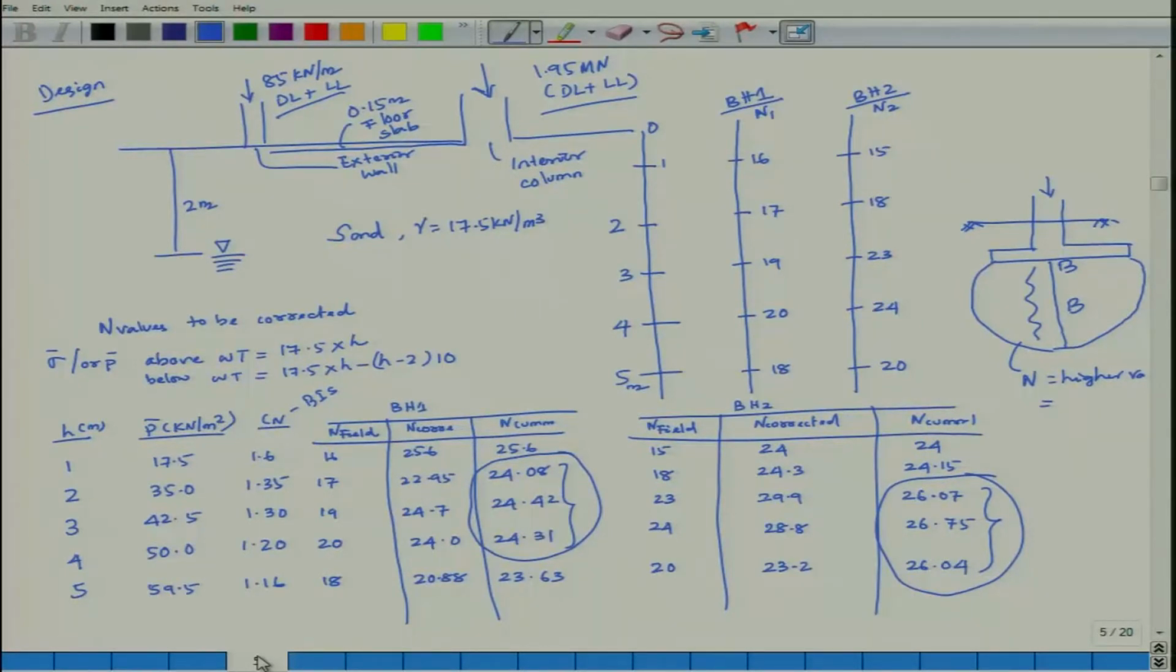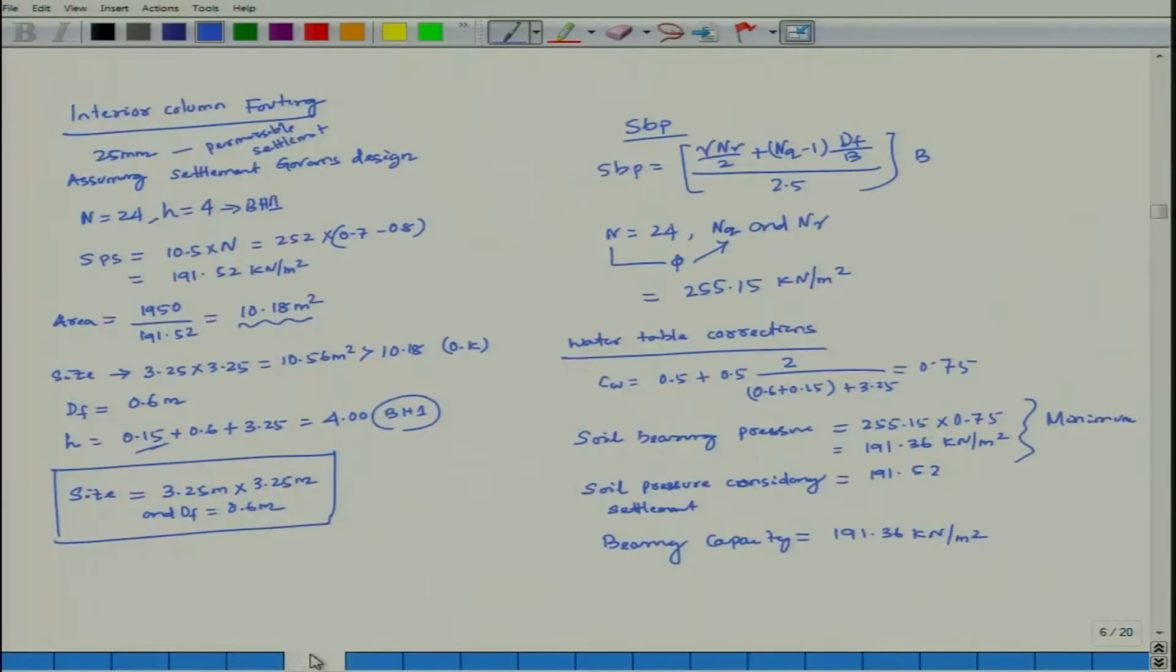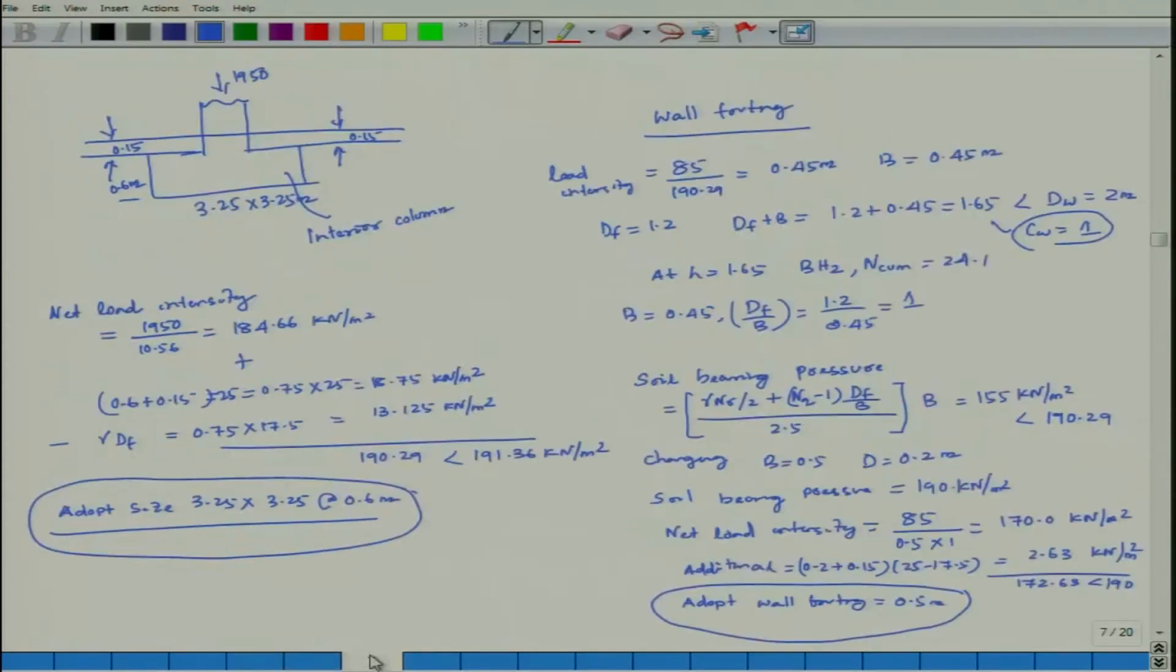We design considering where we get a consistent value of SPT N from the cumulative average. Based on that, the pressure bulb comes into the picture. Based on that, the depth of the foundation comes into the picture. Then from there the foundation size comes into the picture. This is how we completed this design, and we calculated the net load intensity and all details for the wall footing as well as the interior column.